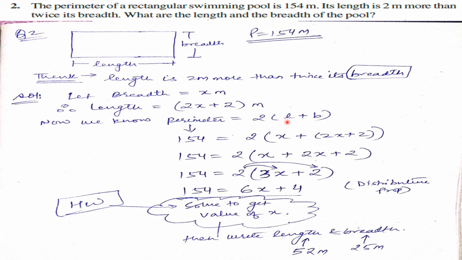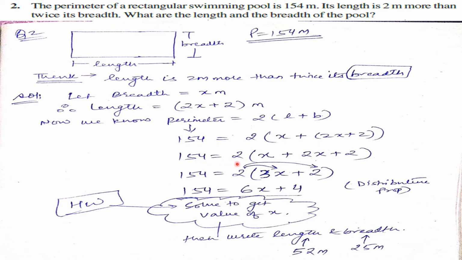Then what is the value of length? Okay, mistakenly I have put length over here. Length is 2x plus 2 and breadth is x. Okay, no issue because we have studied that addition is commutative. So it is correct whether you write here or here. Now solve further.